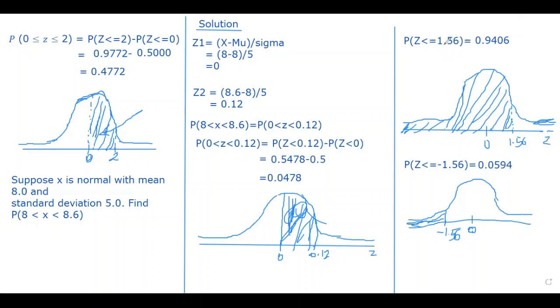You get it? So when you have to find the probability that z is greater than or equal to 1.56, either you solve for 1 minus the probability that z is less than or equal to 1.56, or you forget the 1 minus and just solve for P of z less than or equal to negative 1.56. Yeah, so let me illustrate that one on the board.